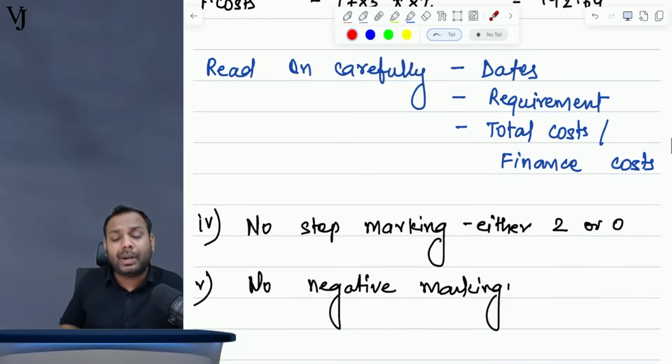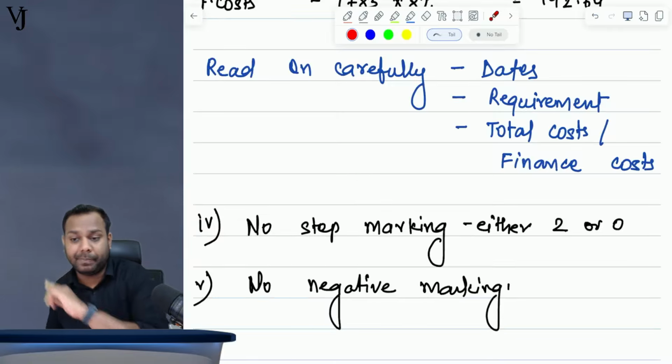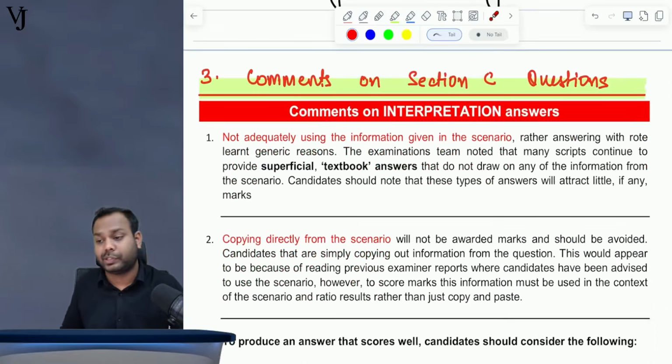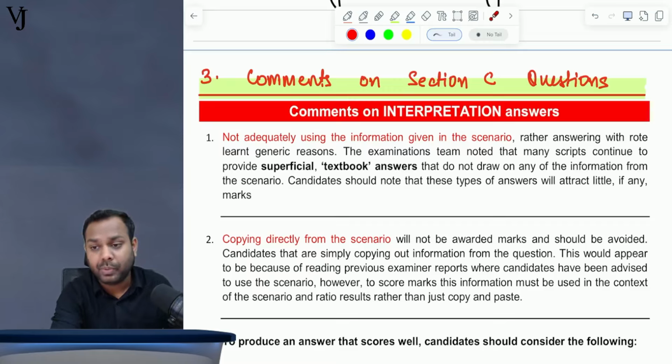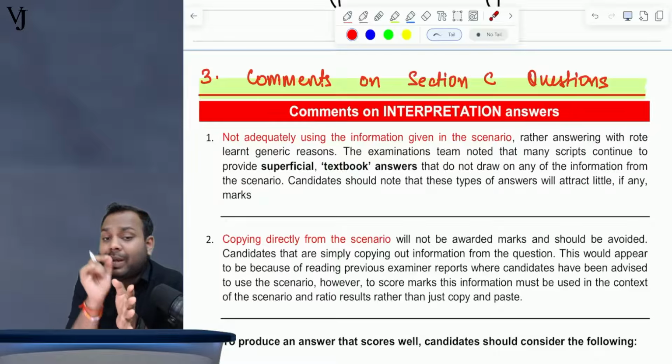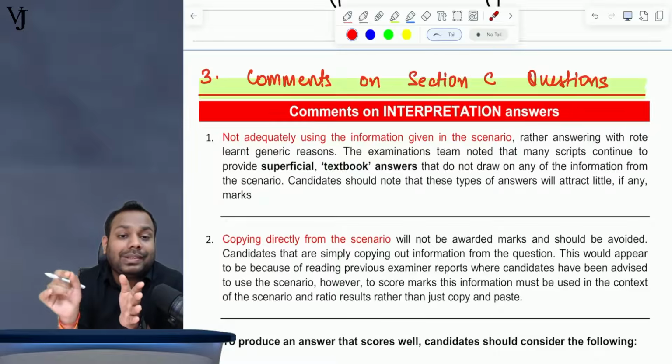So these are the comments by the ACCA examining team on section A and section B. Now moving on to comments on section C questions. Guys, tell me, is that helping you? So first is interpretation. Let us discuss what the comments by the ACCA examining team on section C questions are.